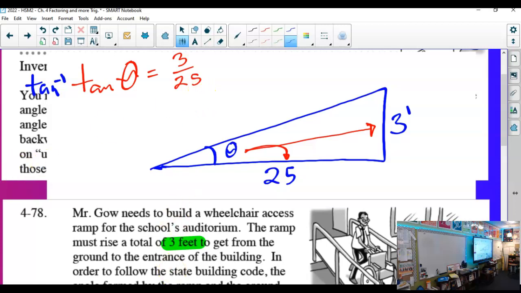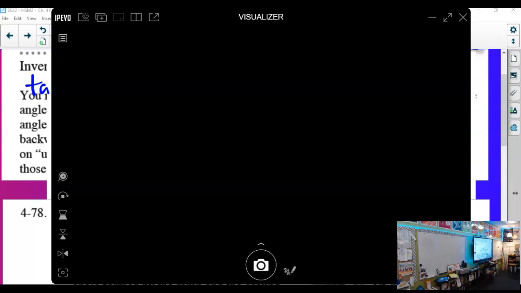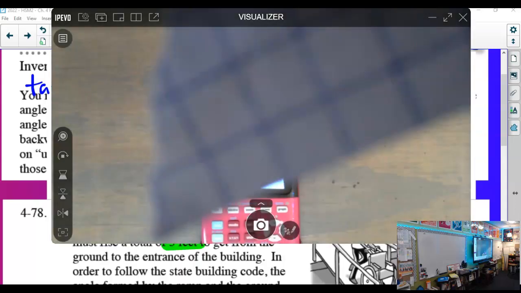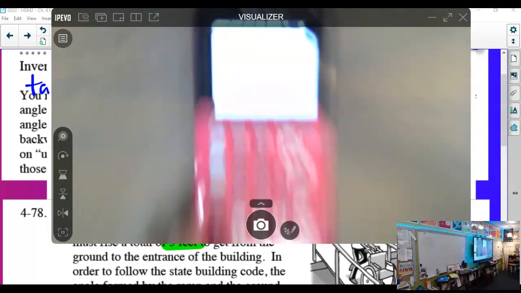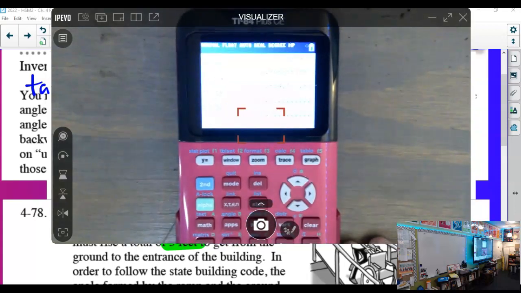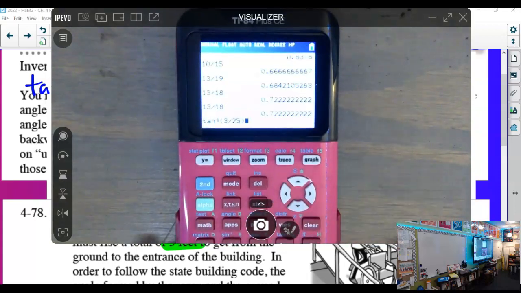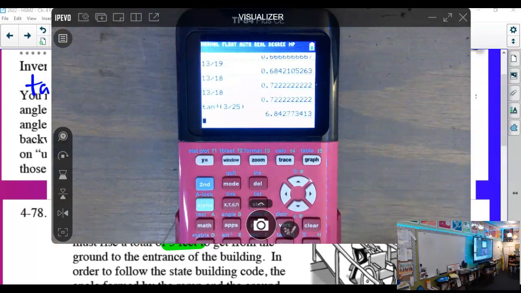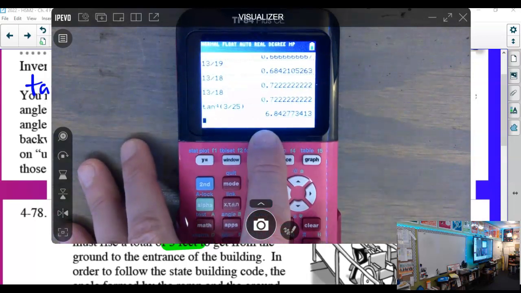Now make sure that you are on degrees, otherwise you're going to get an answer spit out in pi form because it's going to be radians. So if I do inverse tangent of 3 over 25, ooh, what's that tell us? It's out of code, right? Because this is too high of an angle, right?